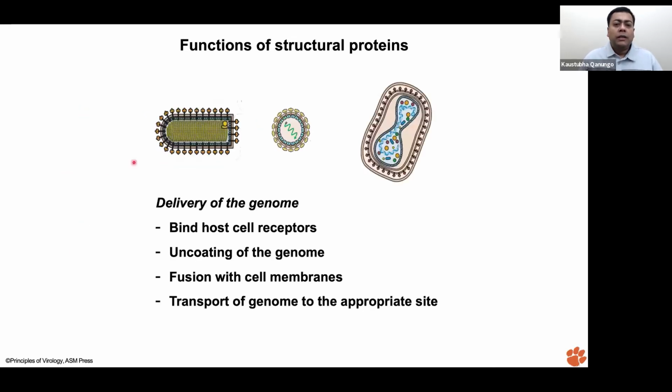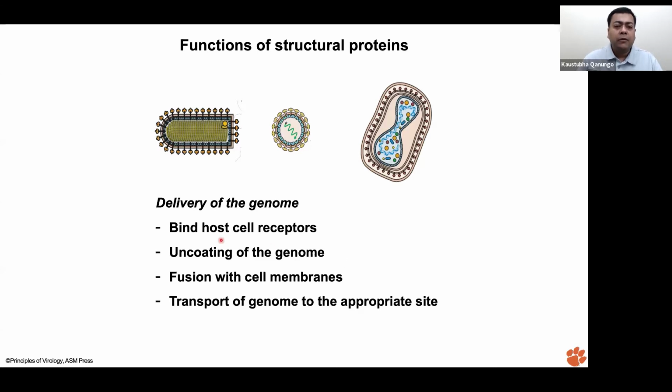So the second function of the structural protein is the delivery of the genome. And here you are looking at a bullet-shaped rhabdovirus, which is a reovirus. Here you're looking at a pox virus. And this is also another single-stranded RNA virus. Here you are looking at enveloped all of them. And the important thing is the delivery of the genome. To do this, it needs to bind to the host cell receptors, or it may fuse with the plasma membrane as well. So this interaction has to be done.